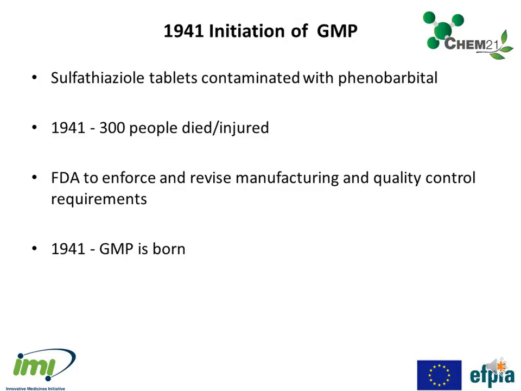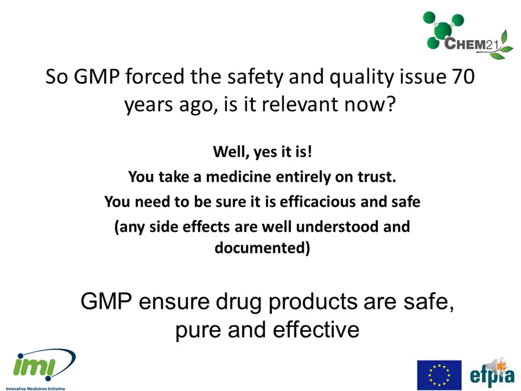So where did GMP come from? Well, GMP started around 70 years ago, and it really came out of quite a serious incident where pharmaceutical products were contaminated, and this led to a large number of people being injured or killed. Regulations were then set up to try and stop this ever happening again. So GMP forced the safety and quality issue 70 years ago.